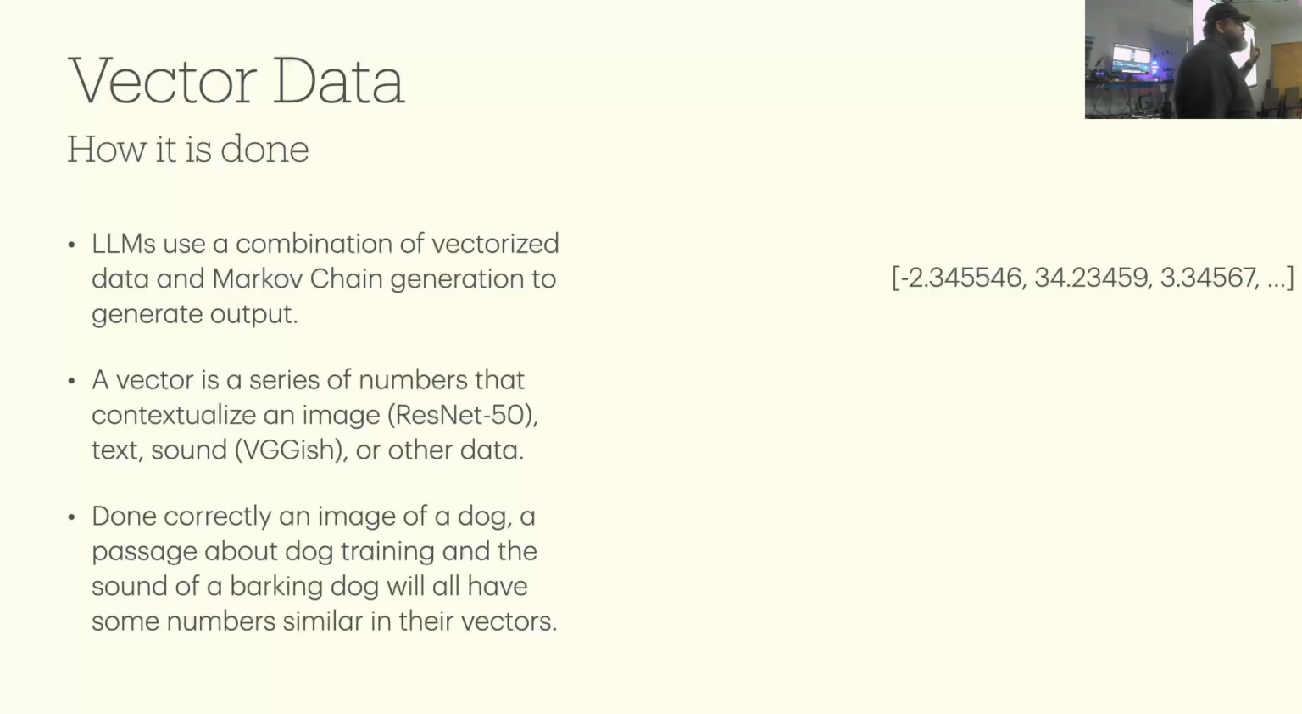So done correctly, I'm not sure anyone has the one algorithm that will work on text and sound, but I think the holy grail would be this. Done correctly, an image of a dog, a passage about dog training, and the sound of a barking dog will have some numbers similar in their vectors. We're not there yet, but I think that's where we're trying to get to, right? Where you can actually search on a picture of a dog, and return the sound of barking, things about training a dog. I think it's doable. I'm not sure how, but they've done what are almost impossible things.